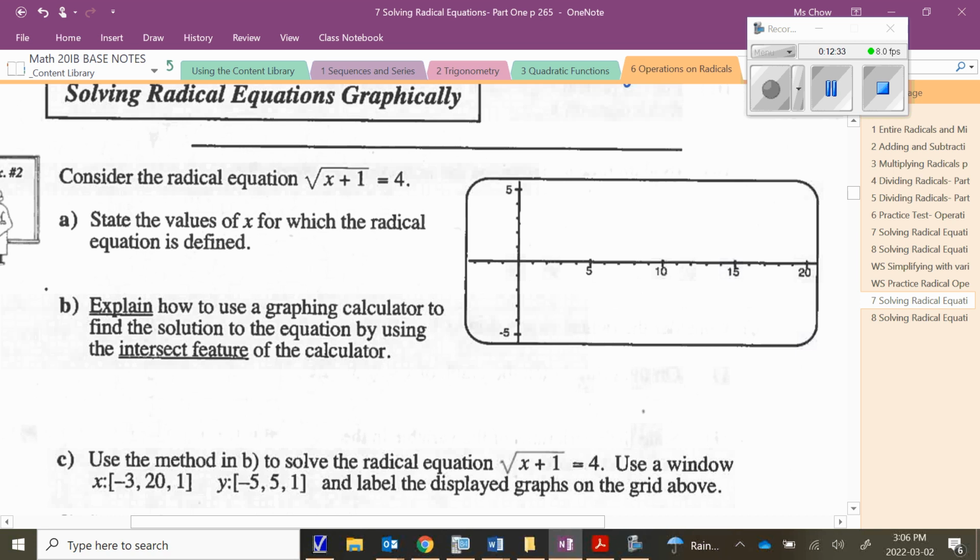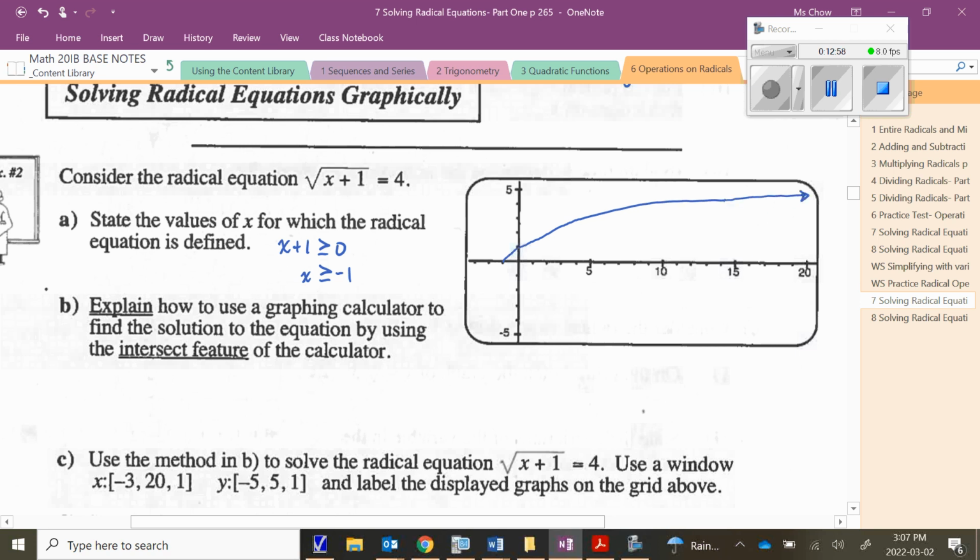It says state the values of x for which the radical equation is defined. So we know that x plus 1 is greater than or equal to 0. So x must be greater than or equal to -1. Okay, and so that should give us a sense of where this is going.